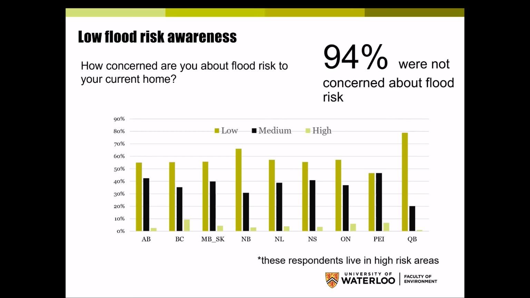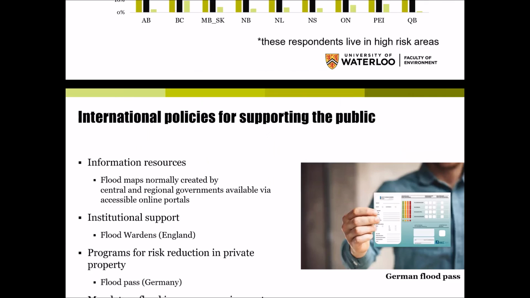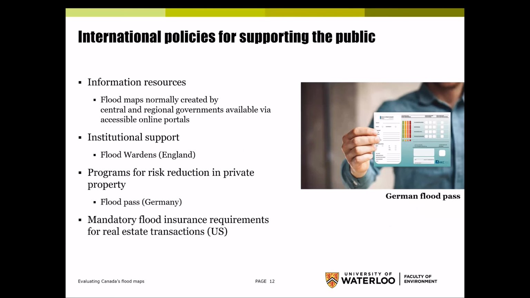In this slide, the third bar on the right for each province, the lightest green color, is the number of respondents that got this question right. We asked only people that lived in high-risk areas whether they were concerned about flood risk, and a big majority were not. So we're having responsibility shifted towards individuals in Canada through this adoption of risk-based policy systems, but we don't have an awareness about risk.